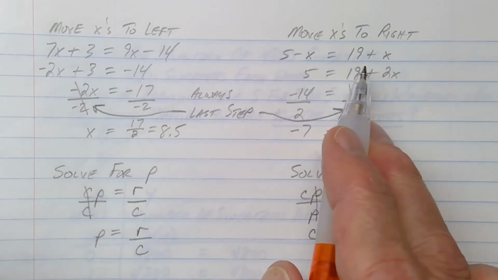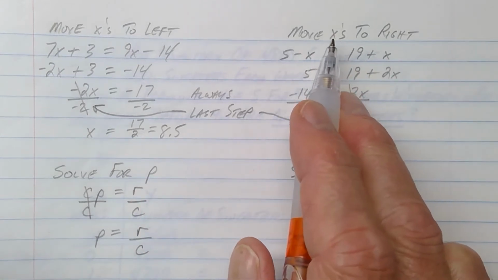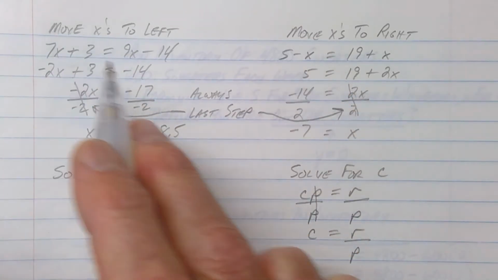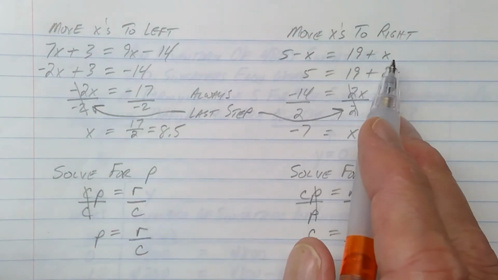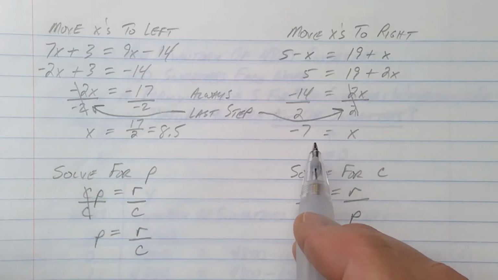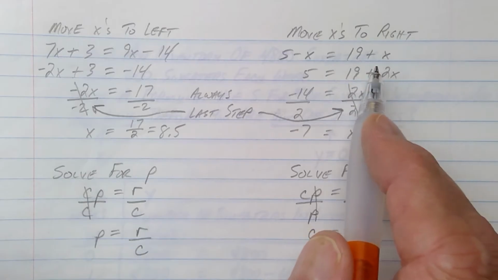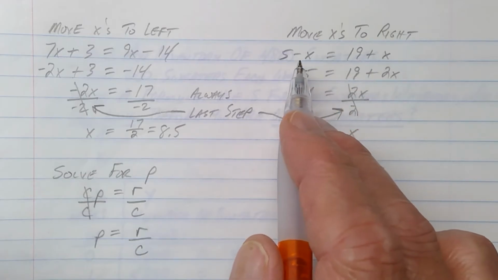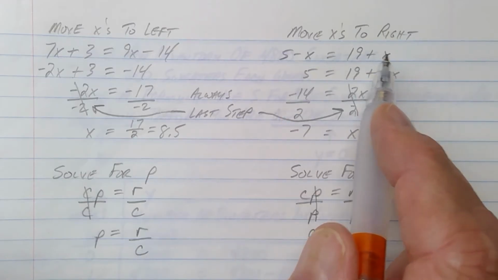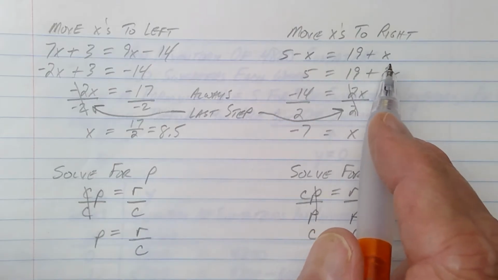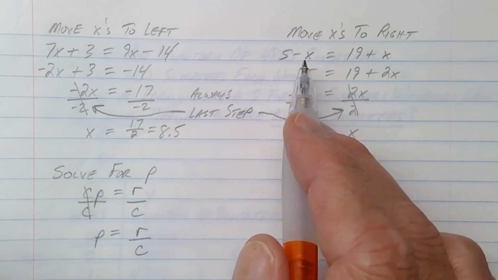If we look at this one over here, different equation, but this time I chose to move the x's to the right. Doesn't matter if you move the 9x's over to the left or if I move the negative x over to the right. It's whatever you think is easier. So here's my equal sign. Here's the left side. Here's the right side. I chose to move this x over to the right side. To make this go away, I plus x. All right, this x is gone now.